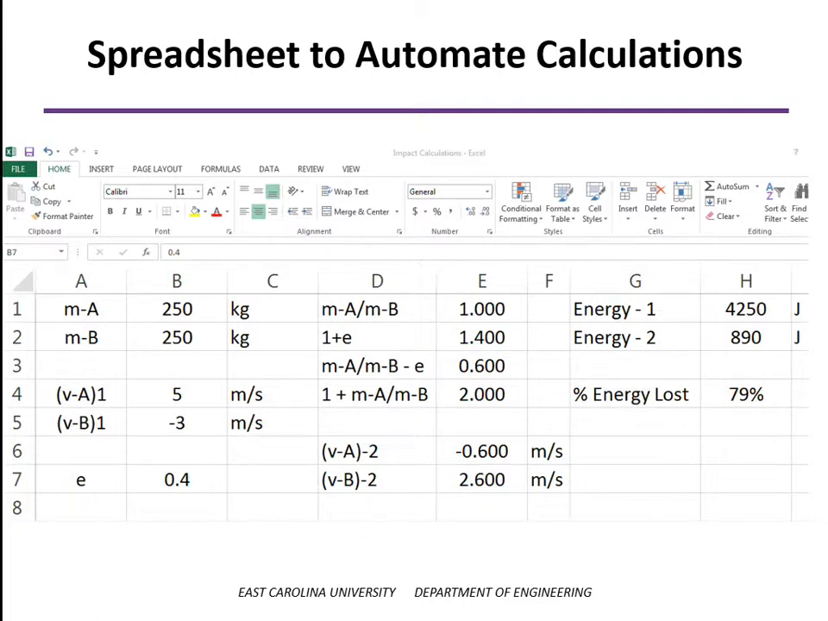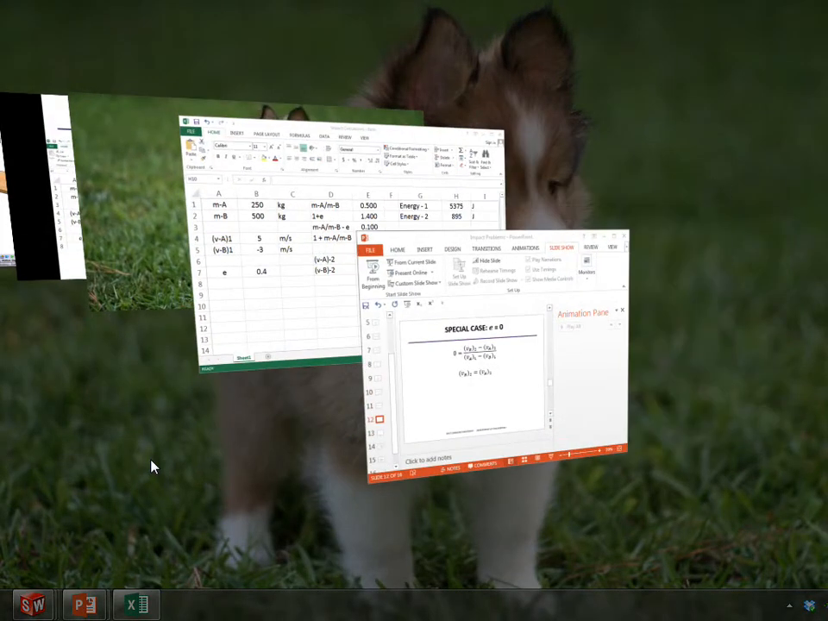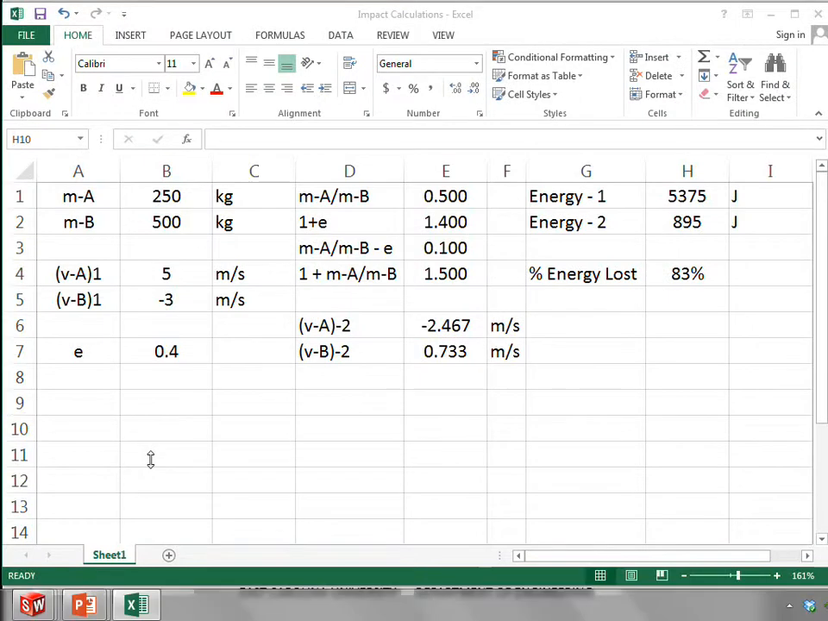So there are the calculations shown in a spreadsheet, and let's open up the spreadsheet and maybe do a few variations here. So here's the baseline. Well, actually not the baseline case. I need to change this one back to 250. Okay, so there's the baseline case showing the final velocities that we calculated right here and the energy loss that we calculated. But let's look at some variations.